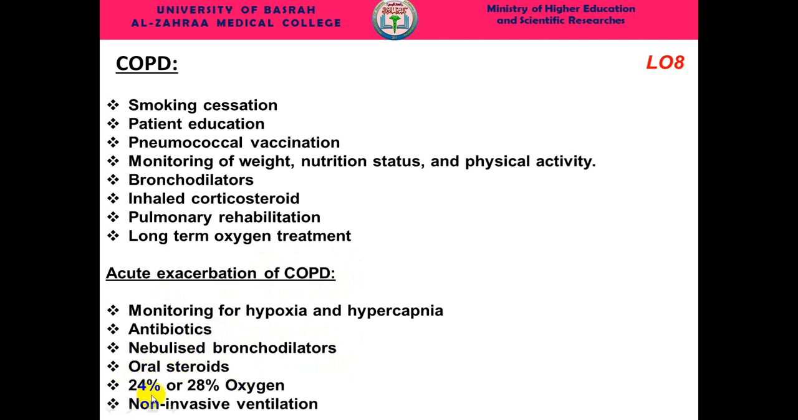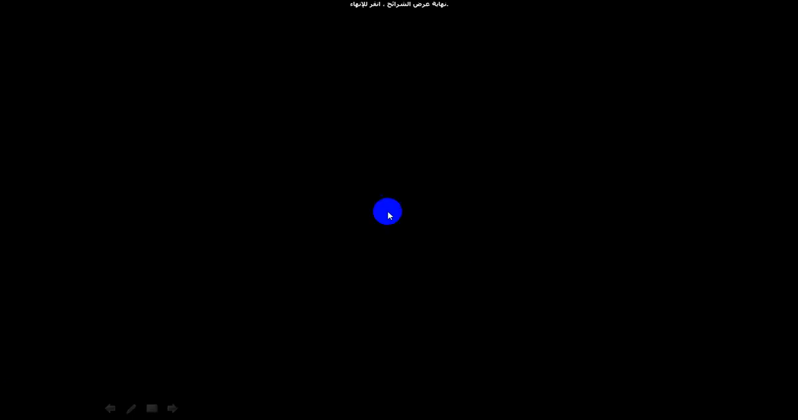And we should use a low concentration of oxygen, that is 24% to 28%, because these people will have type 2 respiratory failure. And finally, in severe life-threatening COPD, just like in asthma, we might need to admit the patient to the intensive care unit and consider non-invasive ventilation.